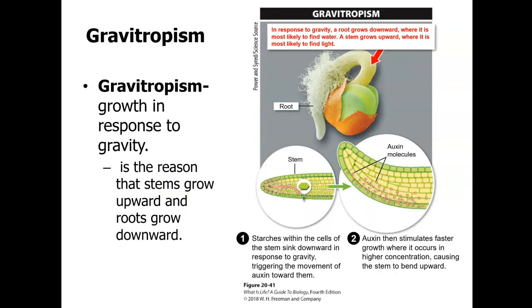Gravitropism is going to be a growth in response to gravity, and the reason that stems grow upward and roots grow downward. And so here you're going to see the auxin molecules. There you see, first we start off with the starches, within the cell of that stem. They're going to sink down in response to gravity, and that's going to trigger movement of that auxin towards them. Now the auxin is then going to stimulate a faster growth there in the higher concentration and cause that stem to bend upwards.